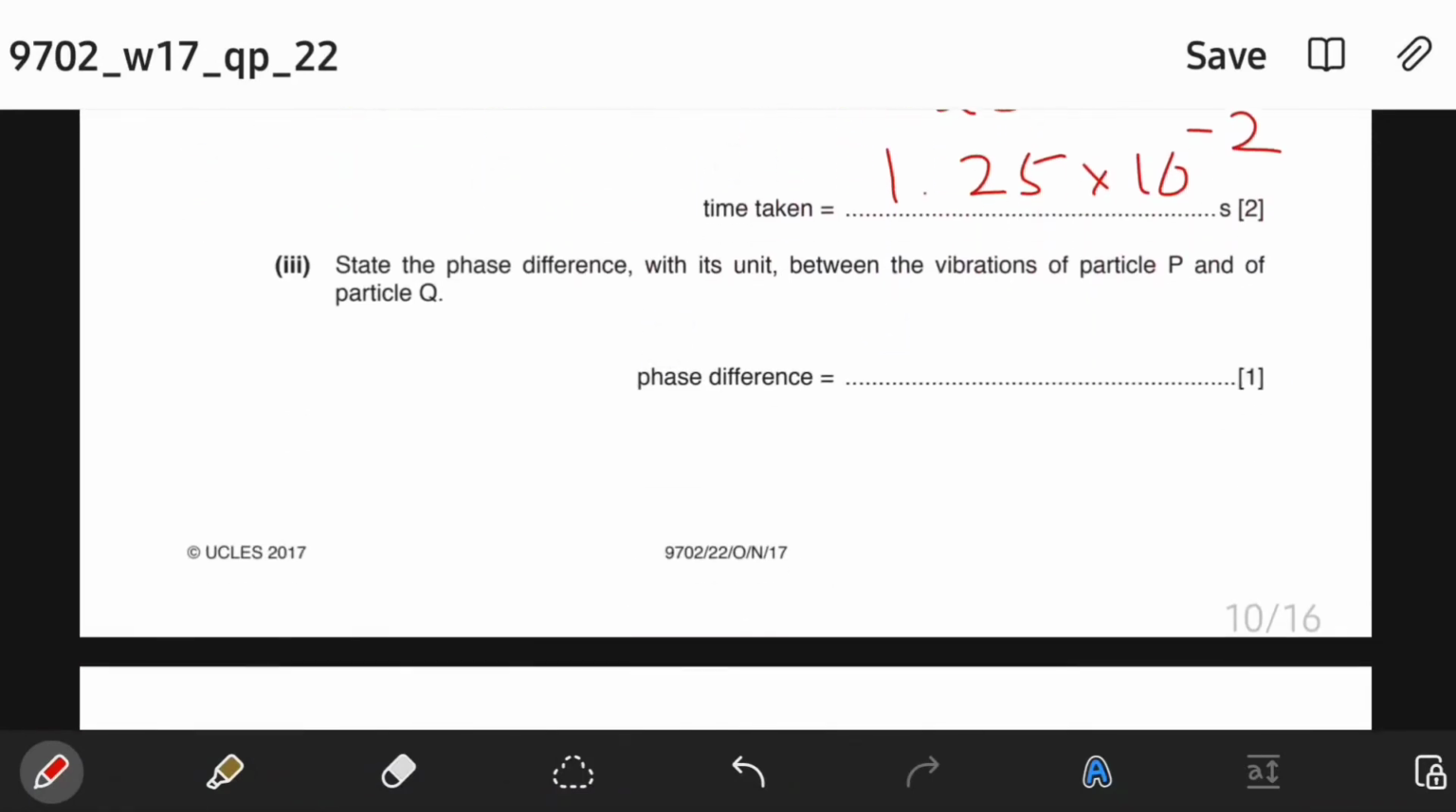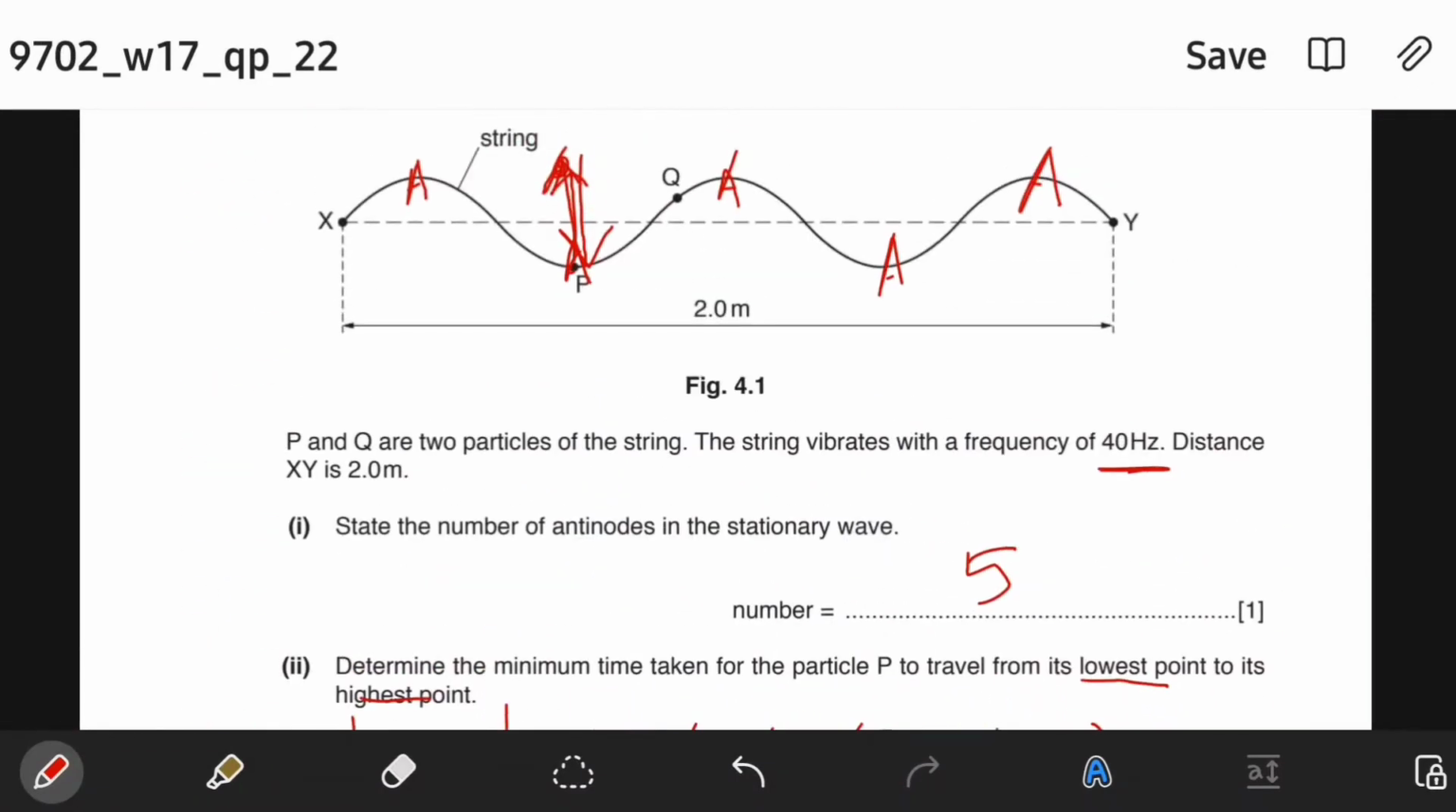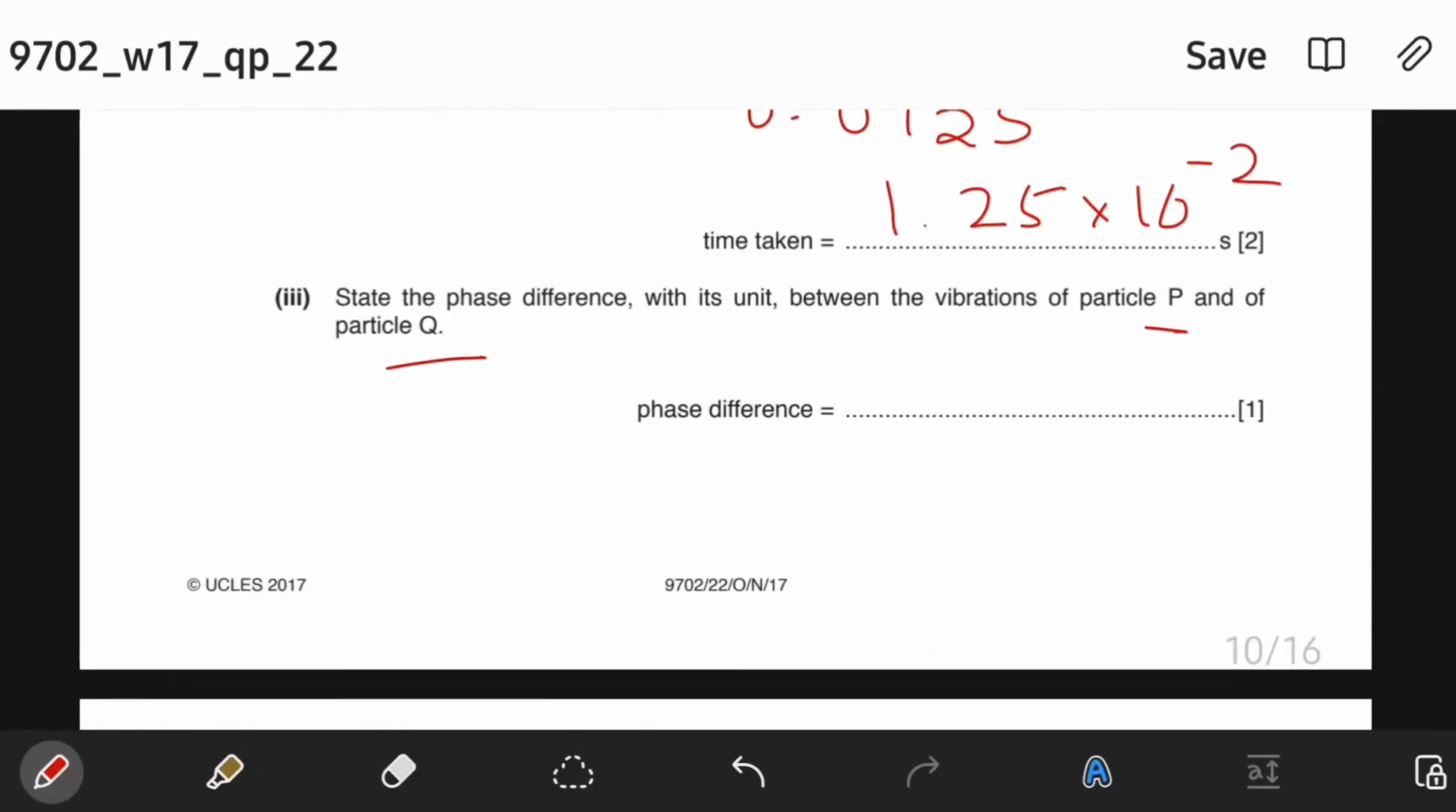State the phase difference with its unit between vibration of particle P and of particle Q. So notice that there is a node between particle Q and P, due to which they are out of phase. Whenever there is a node in between two particles, they are considered to be out of phase. And the phase difference when the particles are out of phase is always 180 degrees.